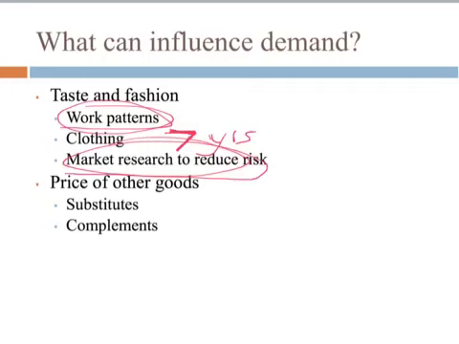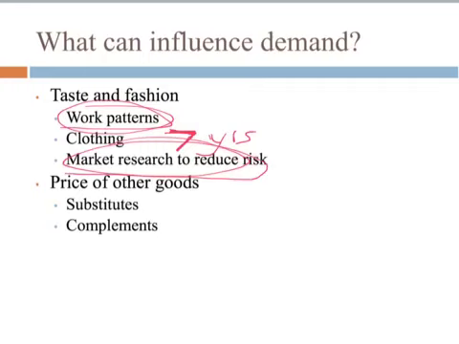The price of other goods will also influence demand. So sometimes the demand for a product can be influenced by the price of totally different products. So this occurs when we either have substitutes or complements. Substitutes are goods that are close alternatives to a particular product. So if the price of a substitute increases, the original product will appear much better value in comparison.